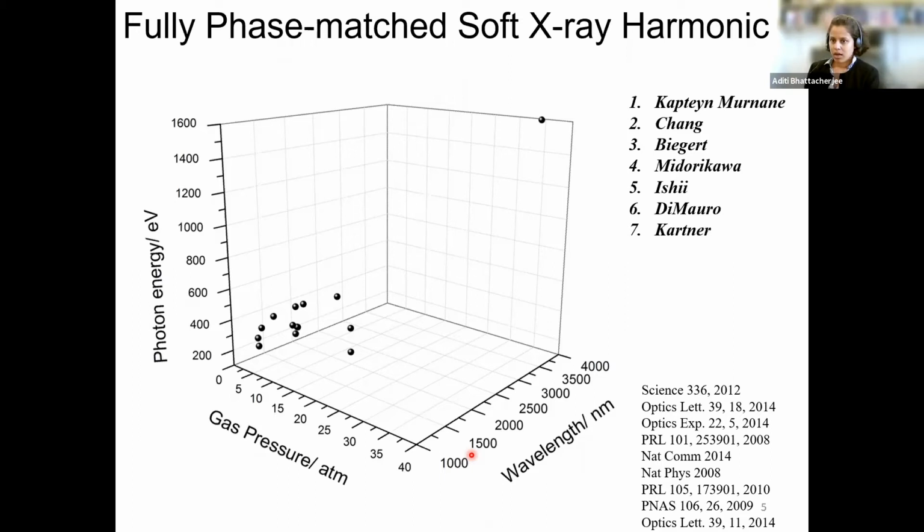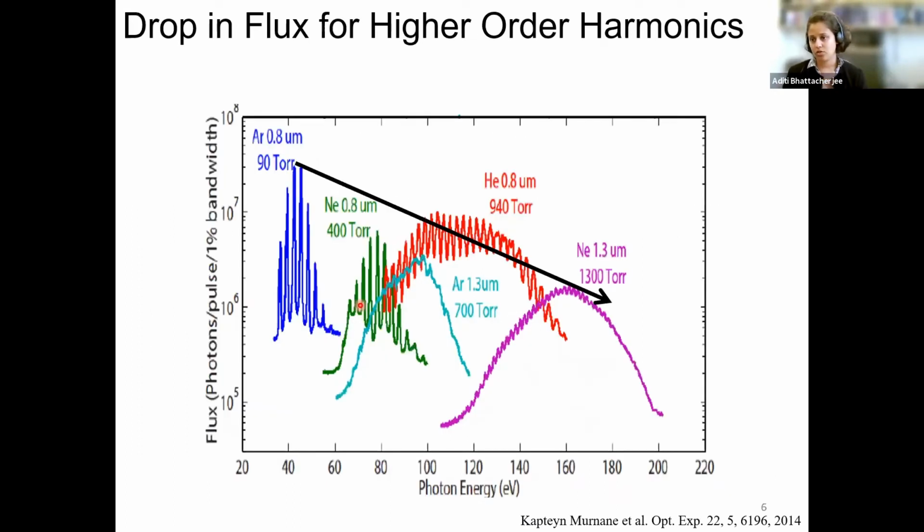The record 1.6 keV energy that has been generated, that's from the Kapteyn-Murnane group, is clearly skewing this plot. But what you see right away is a flurry of activity in the water window region right there, because there's a lot of interest in doing spectroscopy in that region. But getting to these high energies is not easy. It comes with a price to pay, and the price you pay is the drop in flux.